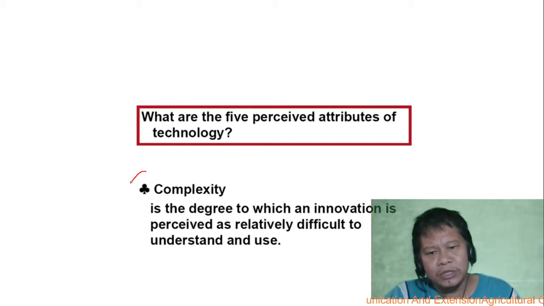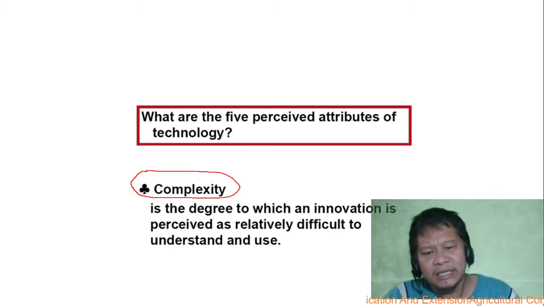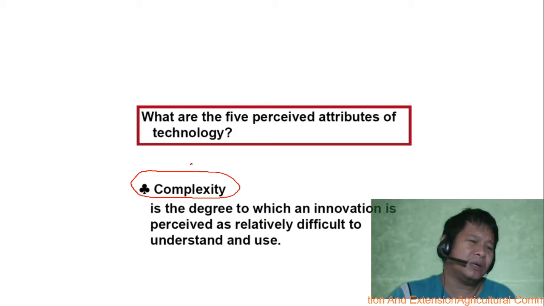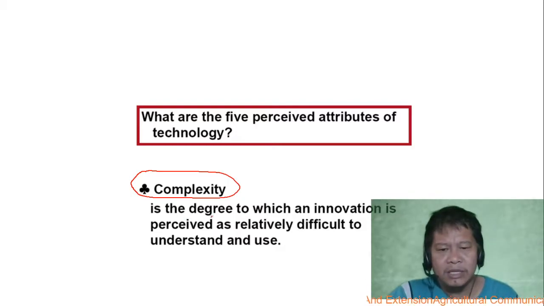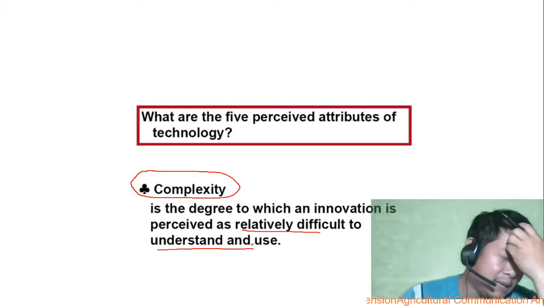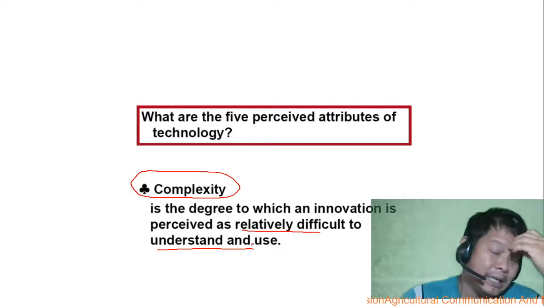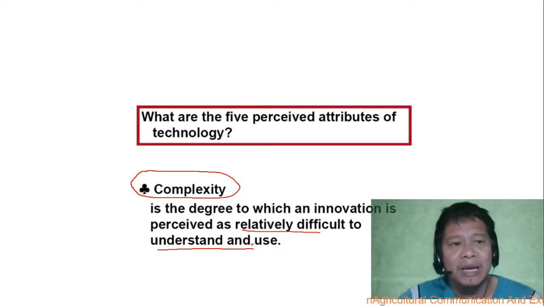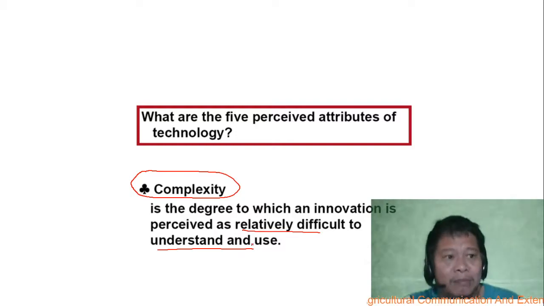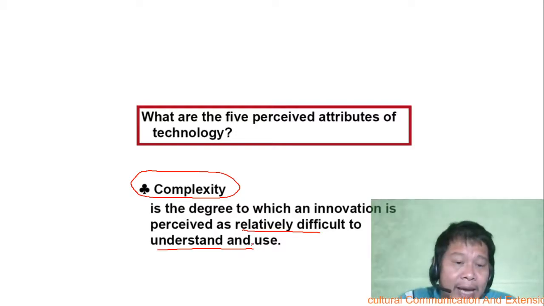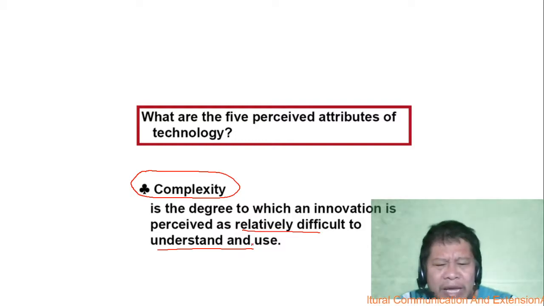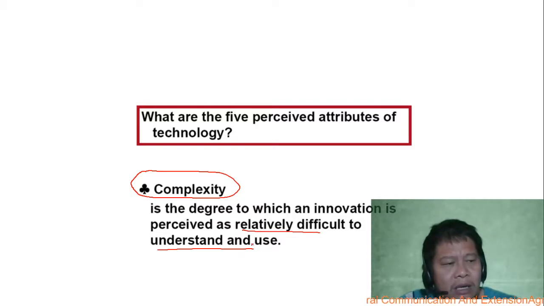So also, adapters look at the technology in terms of complexity. Is it easy, or is it difficult? Complexity is the degree to which an innovation is perceived as relatively difficult to understand and use. If it is difficult to understand and difficult to use, adapters will not like it. Adapters want something simple, or if it is complex, someone should explain and guide them. If it is very complex and there is no guide, they will not adapt. Complexity affects adoption.